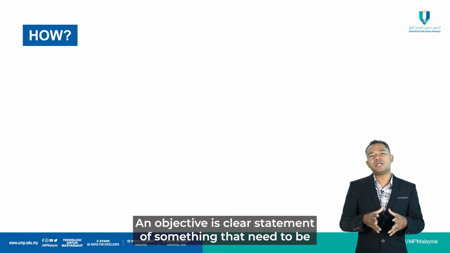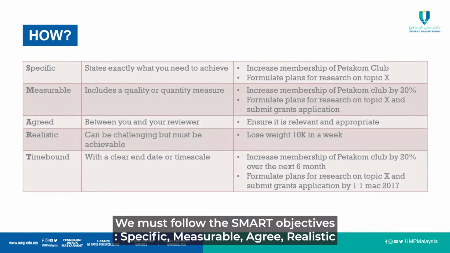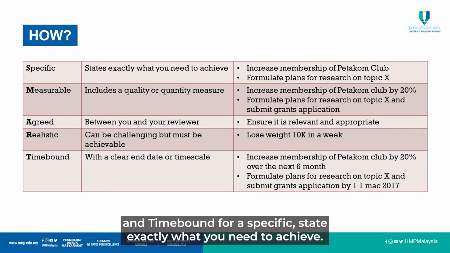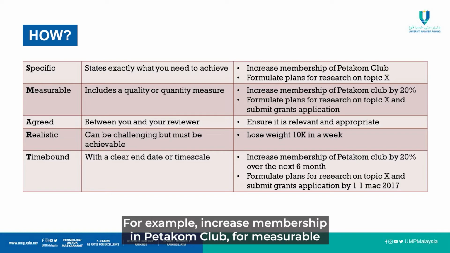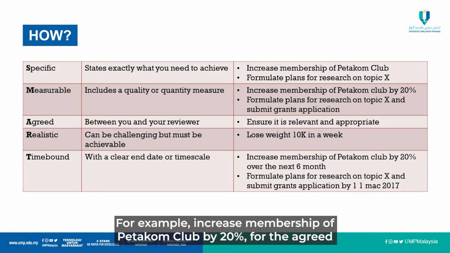An objective is a clear statement of something that needs to be accomplished over a period of time. We must follow the SMART objective: specific, measurable, agreed, realistic, and time bound. For the specific, state exactly what you need to achieve. For example, increase membership in Petacom Club. For the measurable, include a quality or quantity measure. For example, increase membership of Petacom Club by 20%.